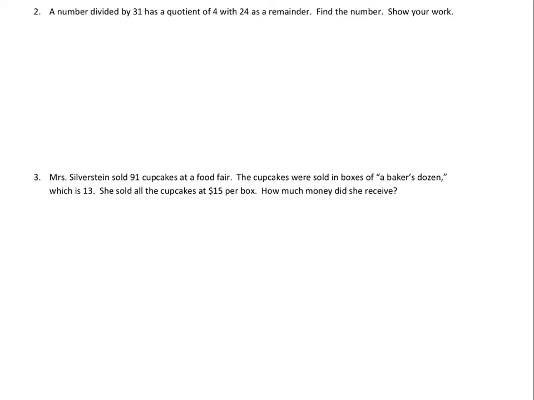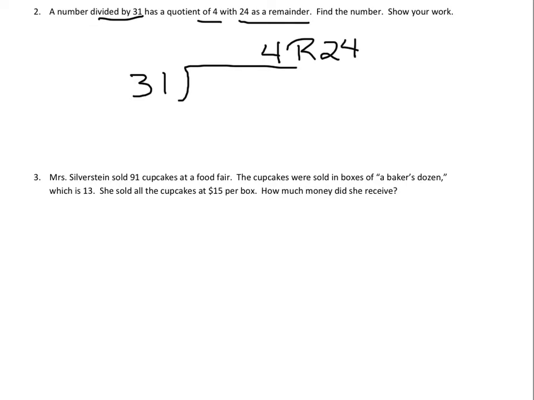Question number 2 says, a number divided by 31 has a quotient of 4 with 24 as a remainder. Find the number and show your work. Well, let's get this set up. Here's the division symbol. We know the number is being divided by 31, so 31 will go here. We know that the quotient, or the answer, is 4, and that there's a remainder of 24. What we don't know is the number that belongs right here.